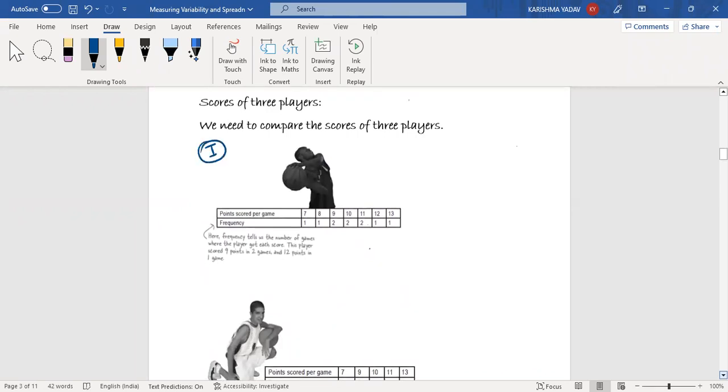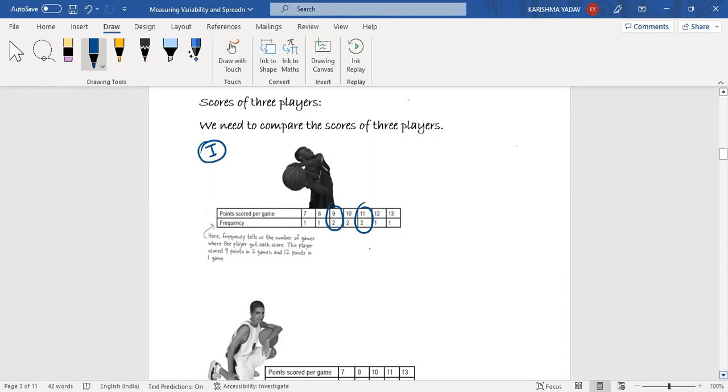Here, points scored per game are given, and the frequency tells us the number of games in which the player got each score. This player scored 9 points in 2 games, and 11 points in 2 games. Now we have to find the averages, that is mean, median and mode. Let's find the mean first.